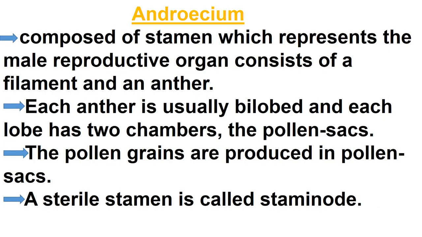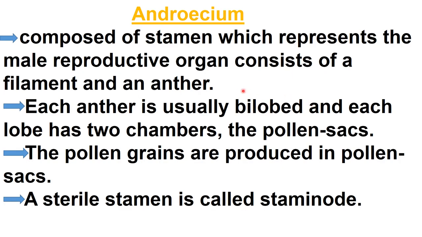The next part of the flower is the androecium, that is the male part of the flower. The androecium is composed of stamens, which represent the male reproductive organ. The male reproductive organ in the flower is the stamen, and the stamen consists of filament and anther. So there are two parts in a stamen, filament and anther. At the tip of the filament, the anther is present. Each anther is usually bilobed, meaning two lobes are present here.